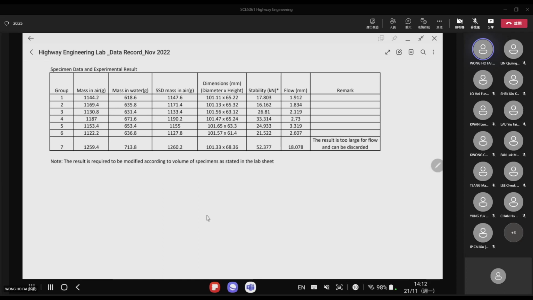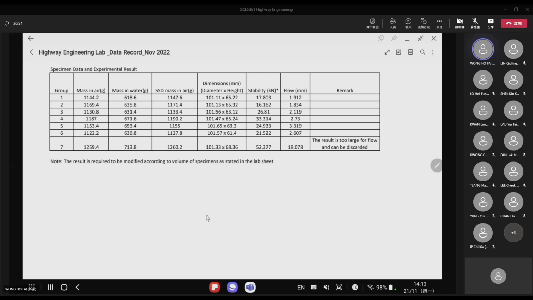And then for some photos, I have some, and some of your group mates have already put them on the WhatsApp group. You can download those pictures and put them in your lab report. For others, like when you are heating your specimen or compacting your specimen, you should have taken your own photos.